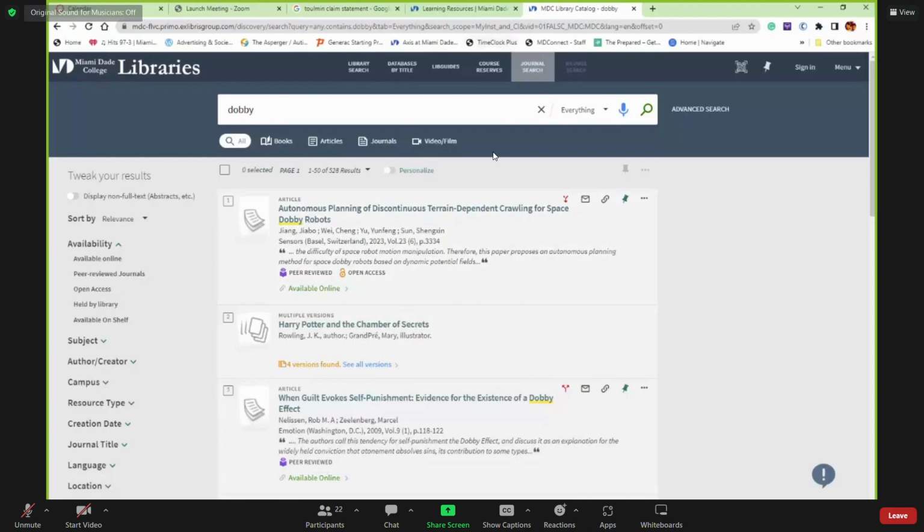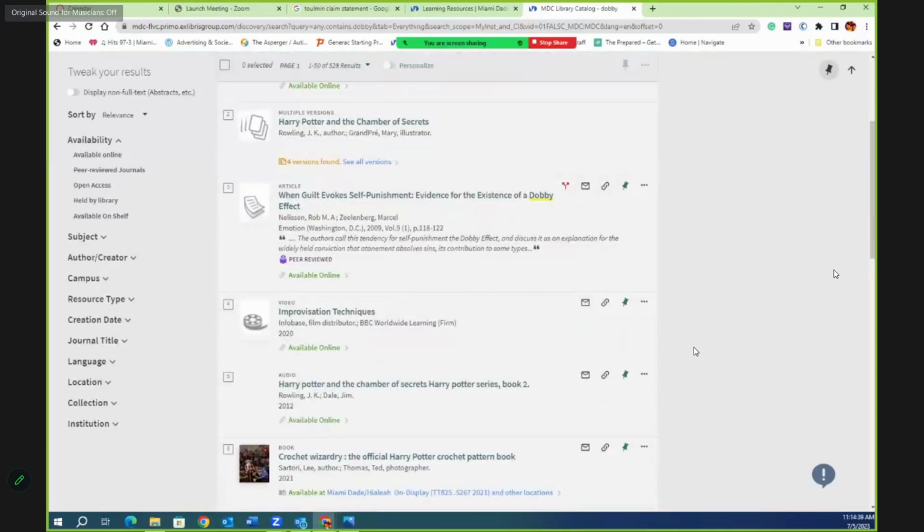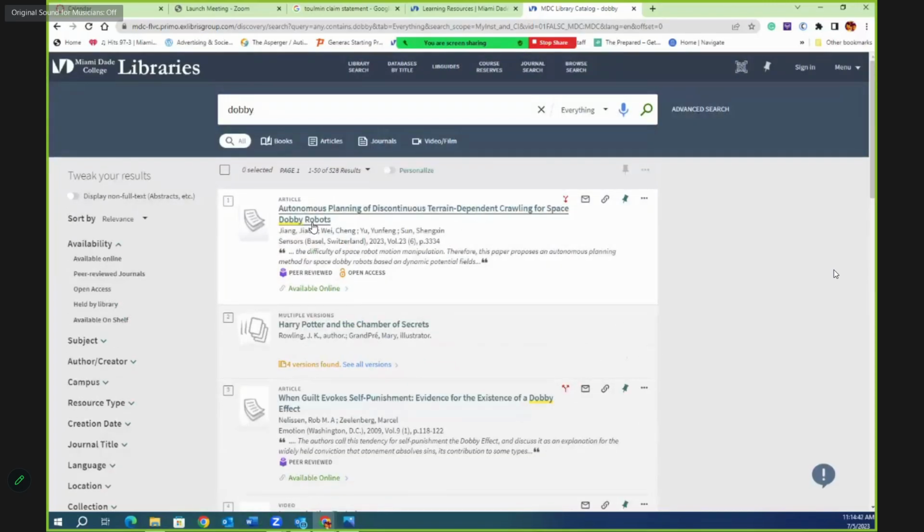I agree, Elizabeth. You're not mean, you're just sassy. So I want to put in Dobby, because I put in Dobby as research, because there's a really great article on Dobby as robot. It's not this one.